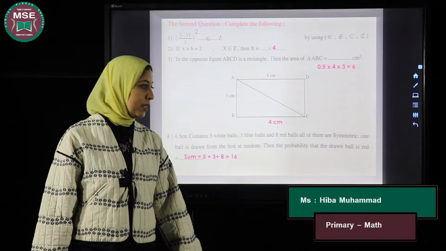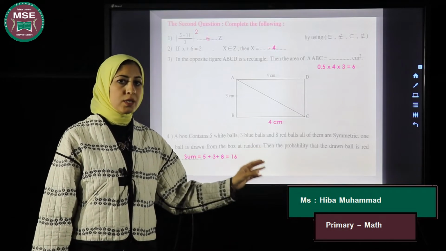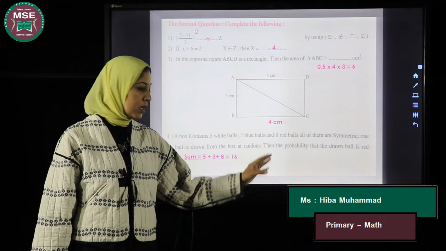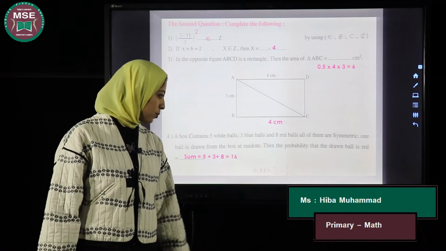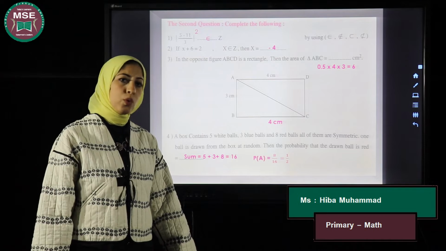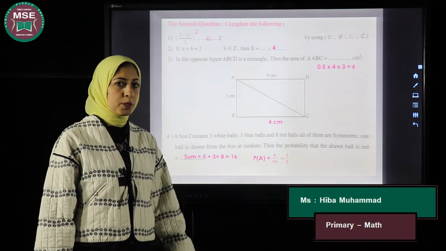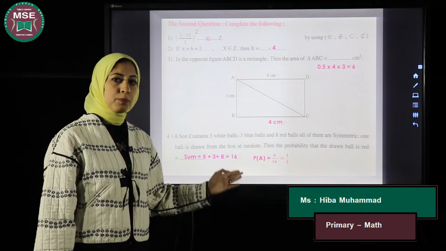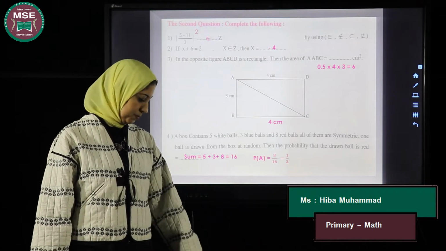So to write the probability, I first write the number of balls he is asking about inside the question. He is asking about the red balls over the total number of balls. So the probability equals 8 over 16, and you have to simplify the fraction. From the properties of fractions, you have to simplify it. 8 over 16 equals 1 over 2.